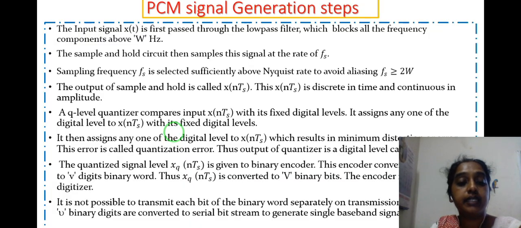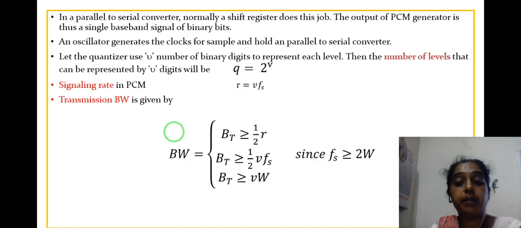The quantized signal level is given to a binary encoder. This encoder converts the input signals to v-digit binary words. Thus, xq(nTs) is converted to v binary digits. The encoder is called a digitizer. It is not possible to transmit each bit of the binary word separately on the transmission line. Therefore, the v binary digits are converted to a serial bit stream to generate a single baseband signal.